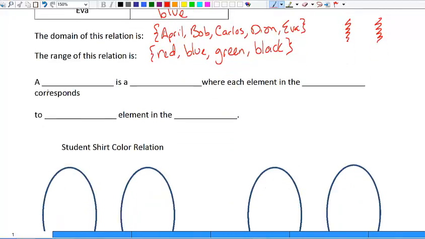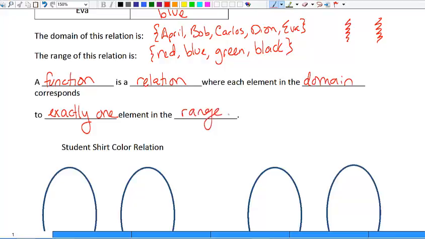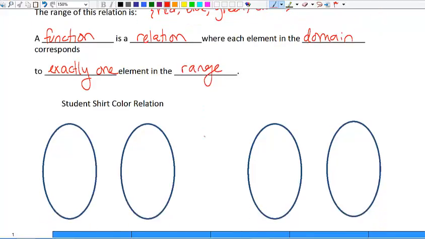Now, there's a special kind of relation called a function. A function is a relation with a special property where each element in the domain corresponds to exactly one element in the range. So let's think about our student shirt color relation.